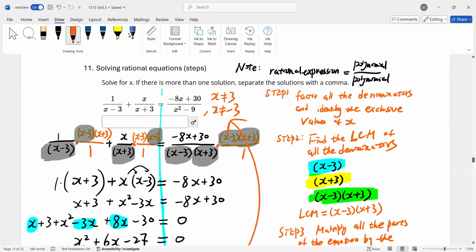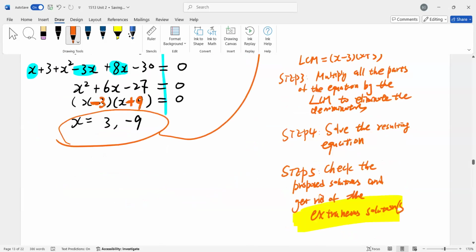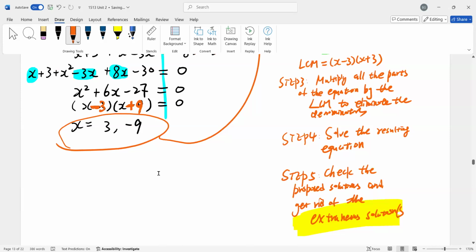Here it says x cannot be 3. Here it says x equals 3. That's a contradiction. So 3 is extraneous. We cannot keep 3. We have to get rid of 3 and keep one solution only. So the solution set of the equation only has one solution, that is -9.